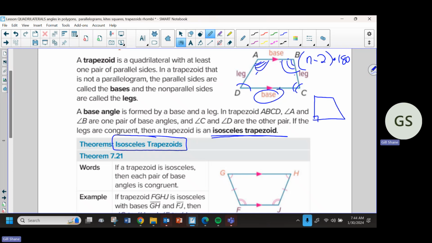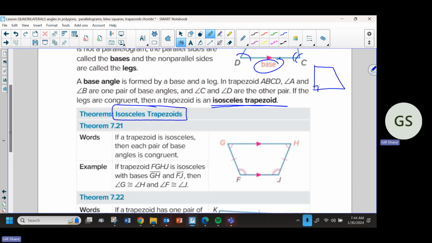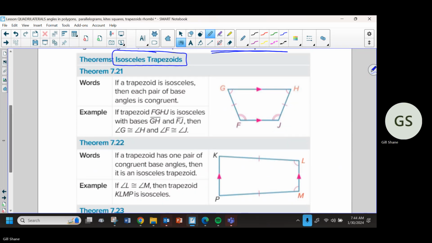All right, so let's go to the isosceles trapezoid, since that's the one that's going to have the problems associated with it. Let's see.